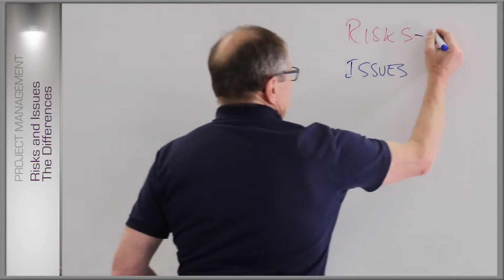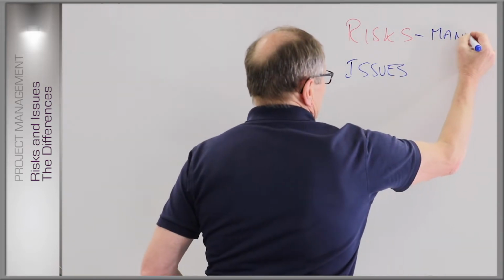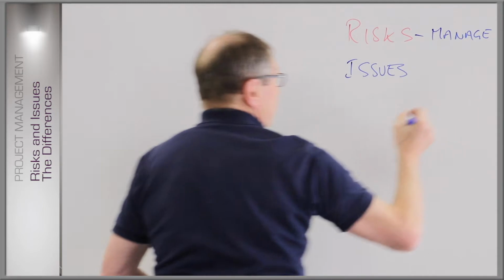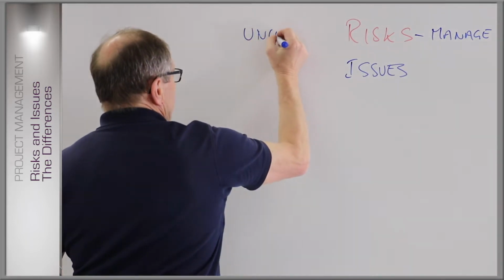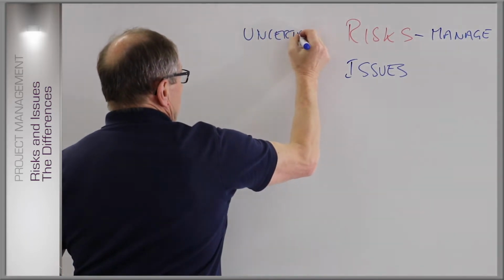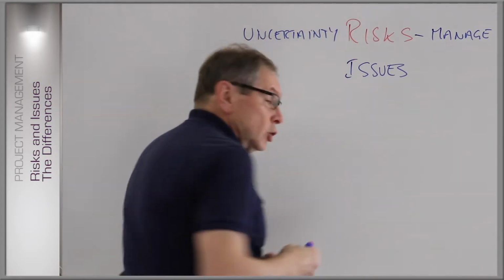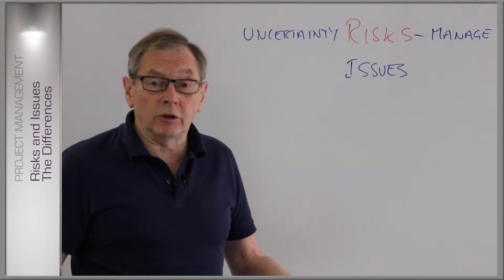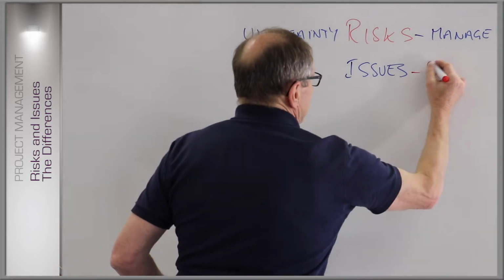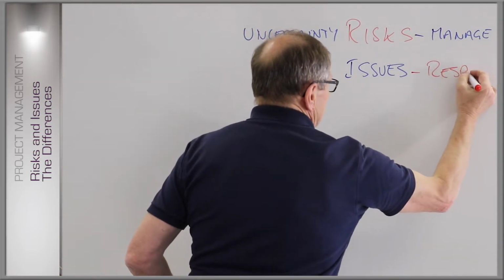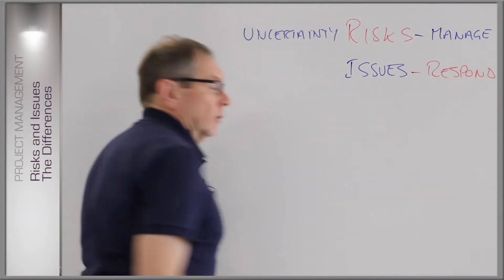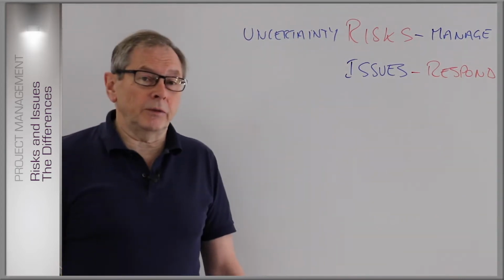Risks we can actually manage, because if we recognise something that's possible up front, an uncertainty that may happen in the future, then we can look at doing something about it. Issues, we cannot do that because they come out of the blue, and therefore we can only respond to them. And this is the biggest difference between them.